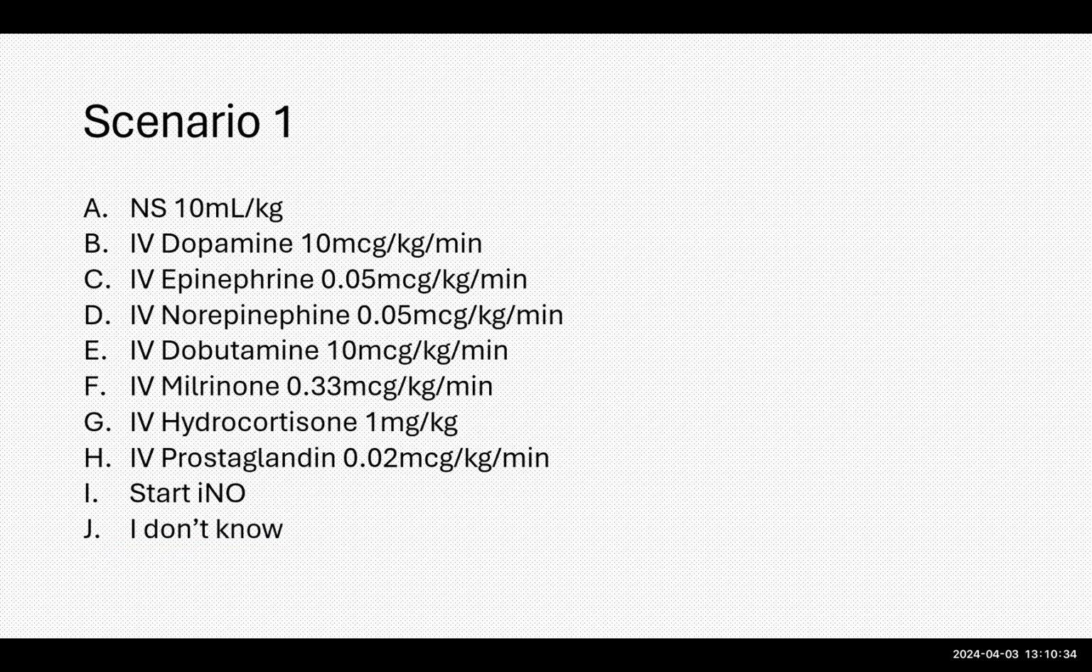So I'll give you some answers. I'm not able to do any poll here, but I've put up some of the potential solutions. Normal saline, maybe you'd like to give some bolus resuscitation. Maybe you'd like to start dopamine, epinephrine, norepinephrine, dobutamine, milrinone, hydrocortisone, PG, or because after you intubate you found the FiO2 was 80%, you'd like to start nitric oxide right away. Or I don't know. So what will be your response?